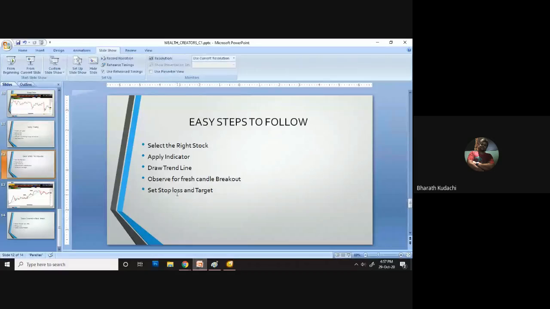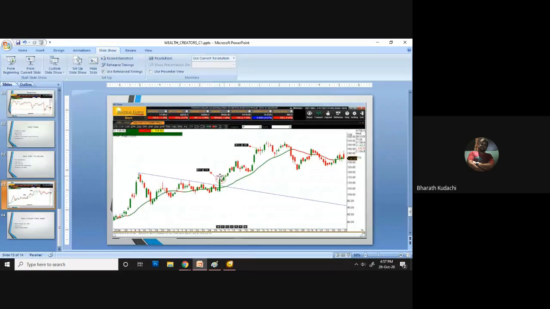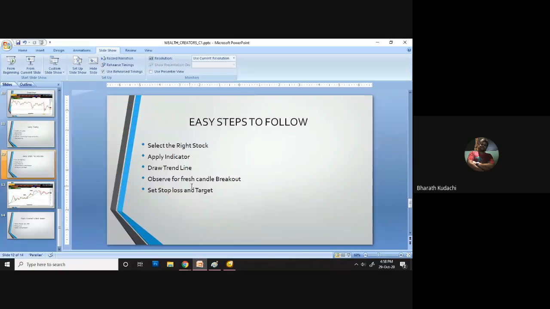What I did, I just followed the simple points that I have told you. Select the right stock, apply indicators, draw trend line, observe for fresh breakout. This point is very important. And set your stop loss and target. So here I have taken a very easy example. See what I did.